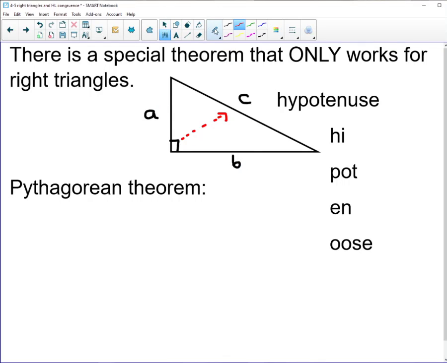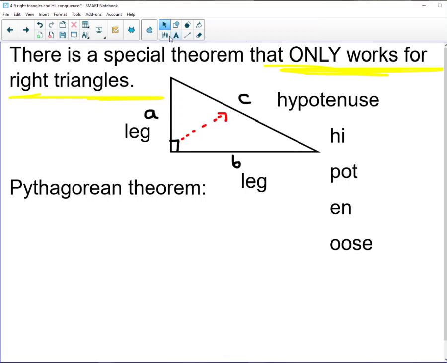A and B are just called legs. So A's a leg, B's a leg. These are important words, and we will be using them today, so that's why I'm talking about them now. Okay, so Pythagorean Theorem. This is only true for right triangles. You might want to emphasize that in your own notes. This is only true for right triangles. This is not true elsewhere, but every time you have a right triangle, it's always true.